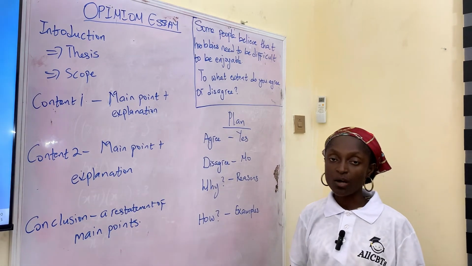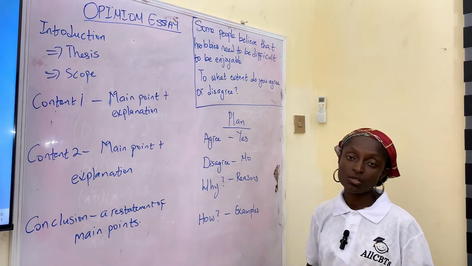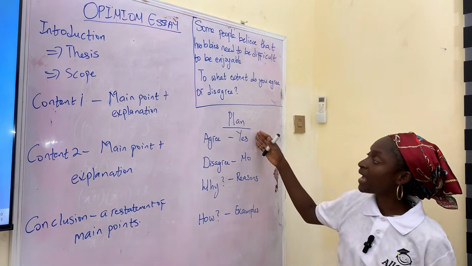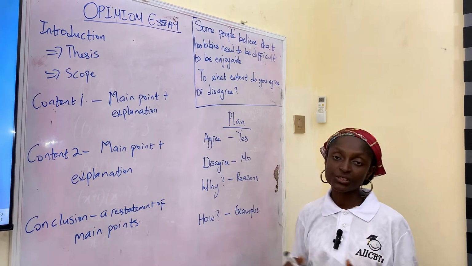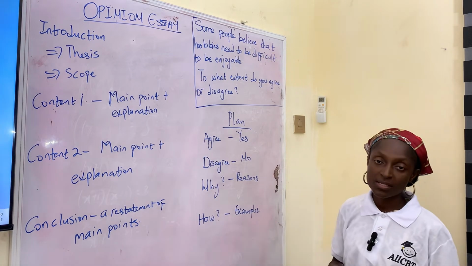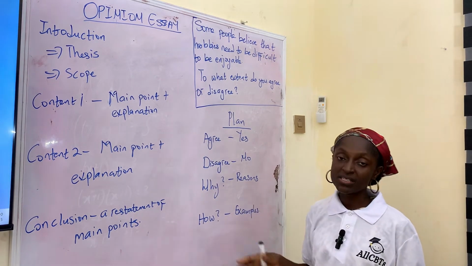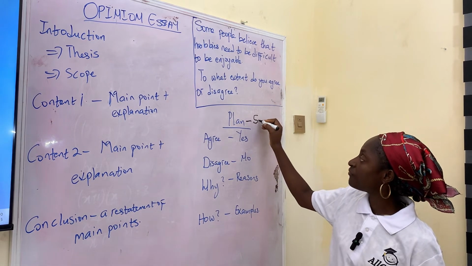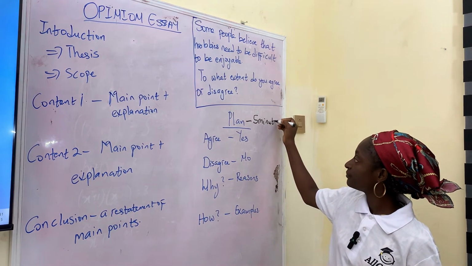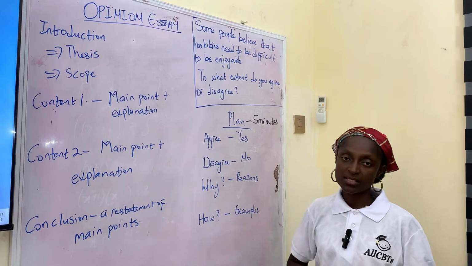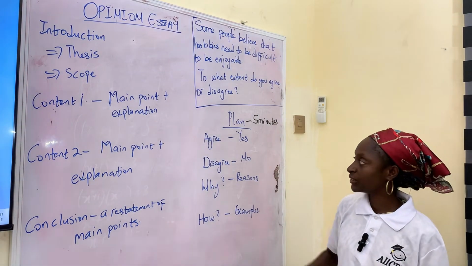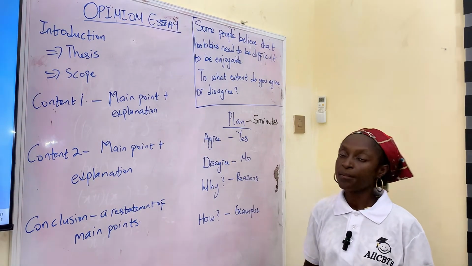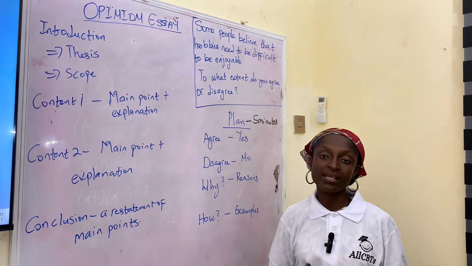Now, after you've done that, there is always something we call a plan. Other people call it an outline, and sometimes it's called a skeleton. A plan is just like a sketch of your essay, and it's always advisable that you write your plan. We always say you take 5 minutes out of the entire examination time to write out your plan, because doing this will help you write well.